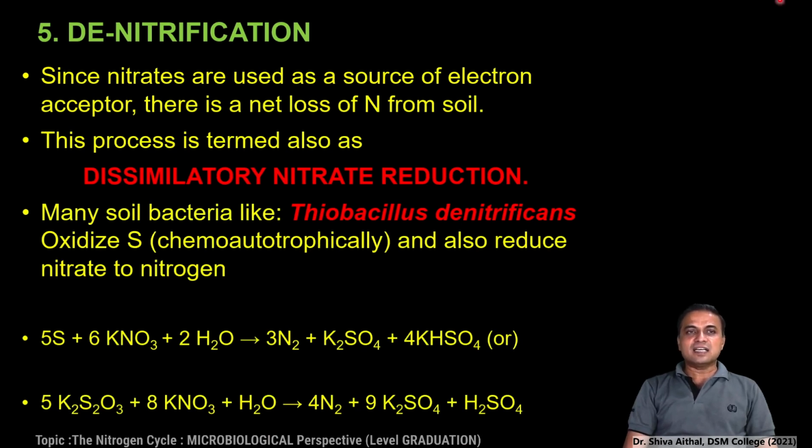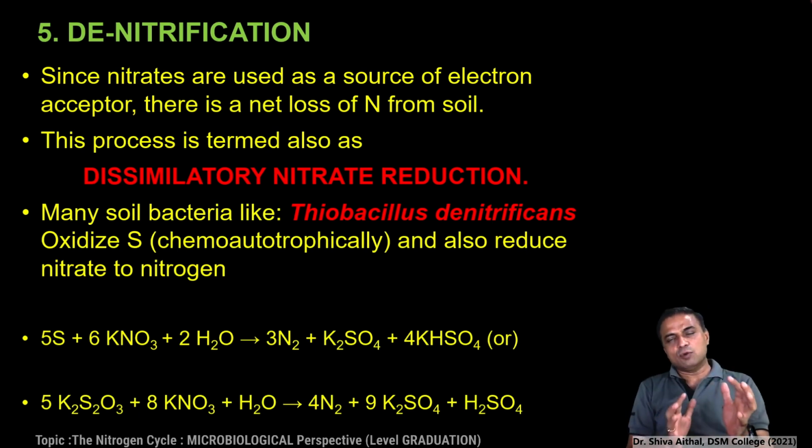As nitrates are used as a source of electron acceptor, there is a net loss of nitrogen from the soil. This process is also called dissimilatory nitrogen reduction, that is the loss of nitrogen from the soil back into the atmosphere. So as much nitrogen as is fixed by the bacteria, that much nitrogen is released back into the environment. This process is called dissimilatory nitrate reduction.